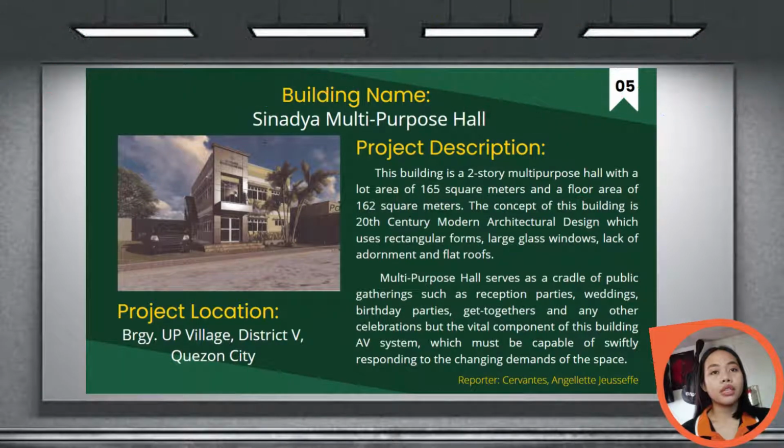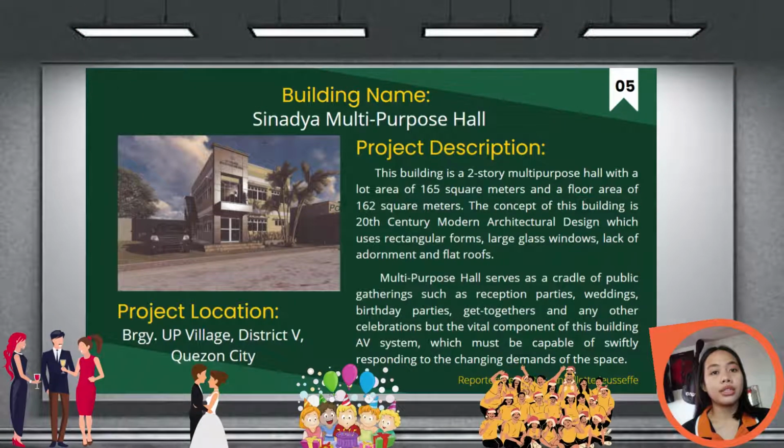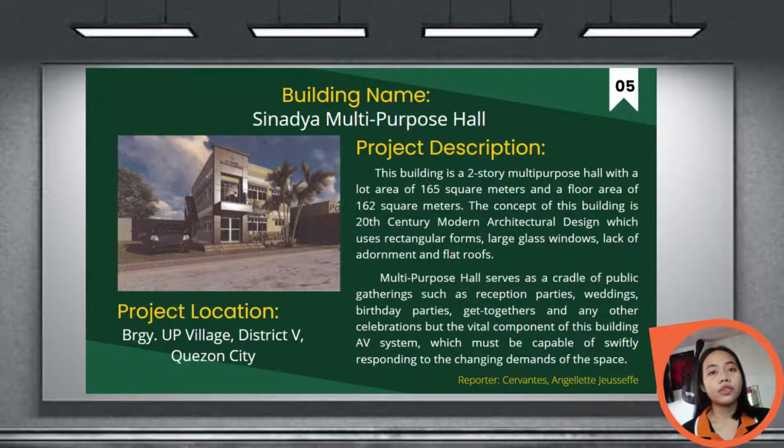Multipurpose hall serves as a cradle of public gatherings such as reception parties, weddings, birthday parties, get-togethers, and any other celebrations. But the vital component of this building is the audiovisual system, which must be capable of swiftly responding to the changing demands of the space. This project is located in Barangay UP Village, District 5, Quezon City.